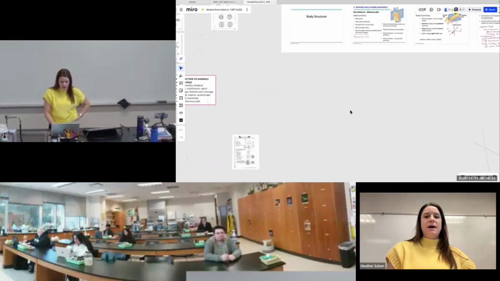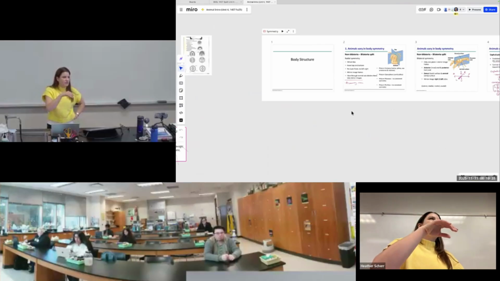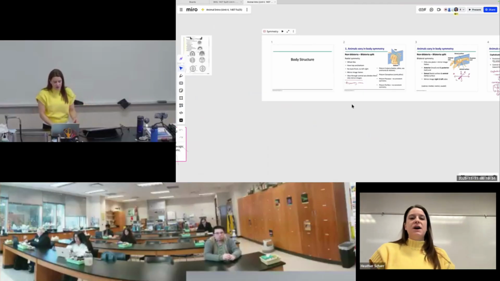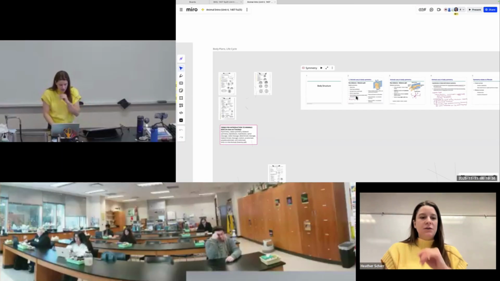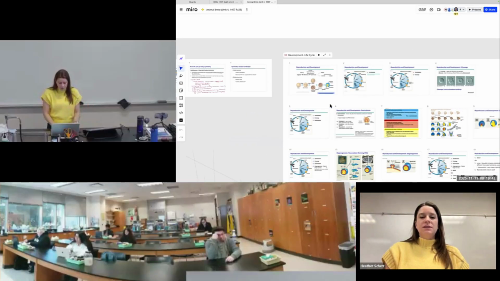So last time we talked about the different body structures, basic ones. We've got asymmetry, non-symmetrical or variable ones. We've got bilateral symmetry and radial symmetry. And so let's see what those go along with for development.